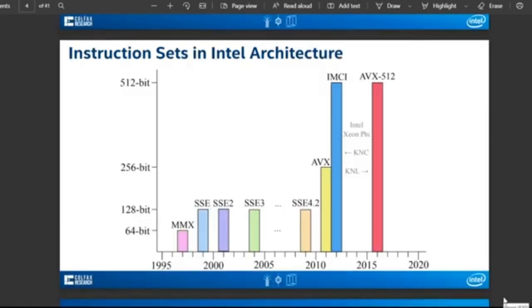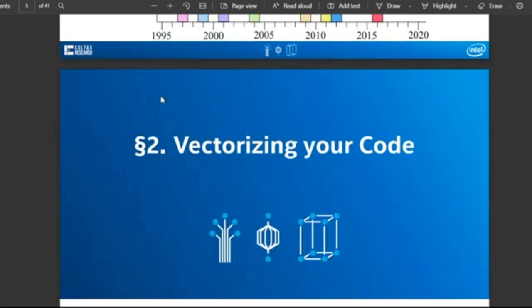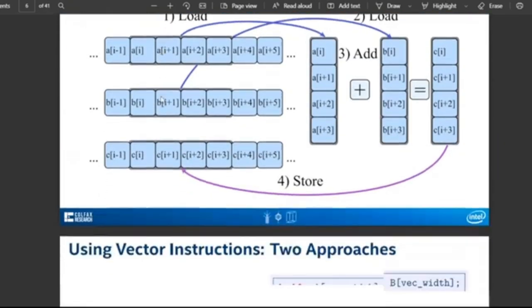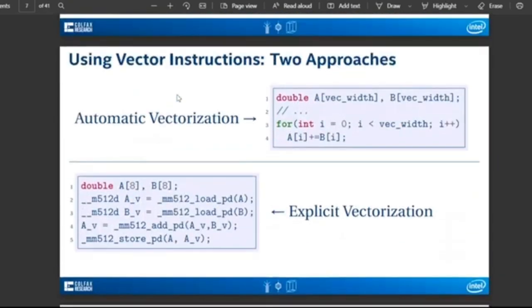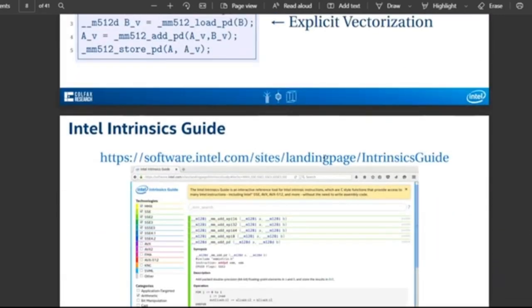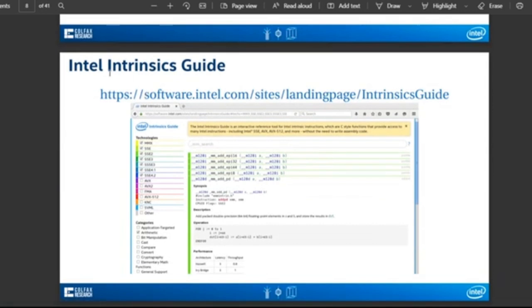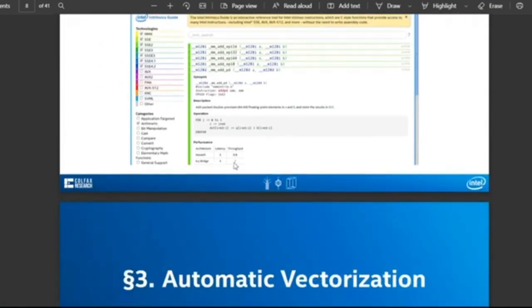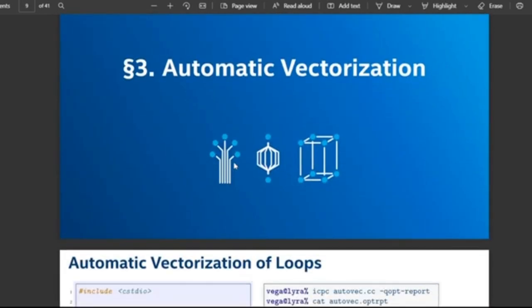Okay, we can see from here that these are the vector registers for Intel, and they started off at 64-bit, and then they've gone to 128-bit, and then 256-bit, and now they're 512-bit. We're looking at how to vectorize our code. A lot of the time, if you use a for loop like this, there's going to be automatic vectorization. There is explicit vectorization, but you'd need to look up the Intel intrinsic guide to work out what that is, and we're not really interested in that, so we're going to skip that.